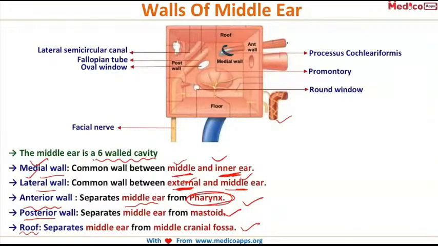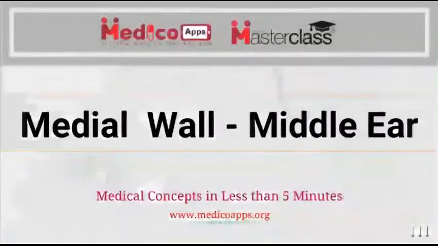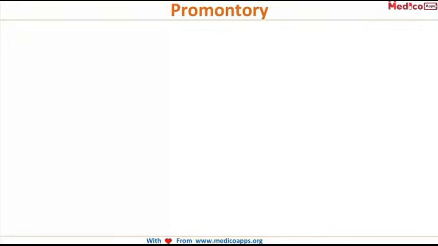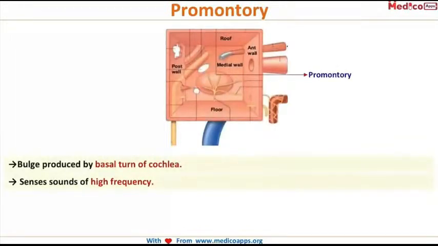So this is how the middle ear looks. We'll understand each of these structures in detail. Let's start off with the medial wall of the middle ear. The first important structure we're looking at is the promontory. This is the promontory that you're seeing, and it is a bulge that is produced by the basal turn of the cochlea. By function, it helps in sensing the sounds of high frequency.